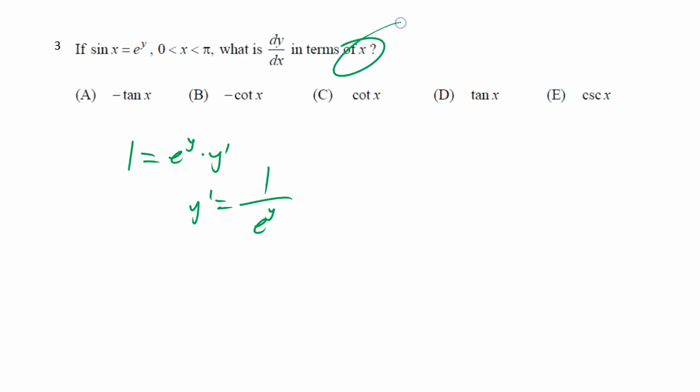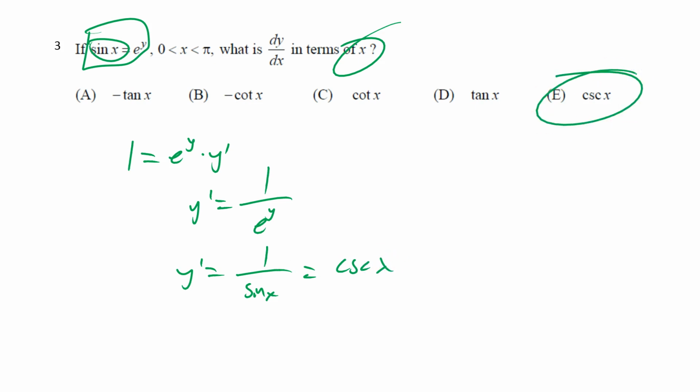They want it in terms of x, so I have to plug in for the e to the y. It looks like that is equal to sine x. So y prime is 1 over sine x. I just used the original equation I had: e to the y is sine x, so I throw it back in there. And that is what? Cosecant of x? E. There you go. Not too bad.